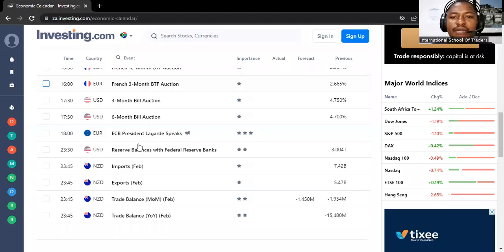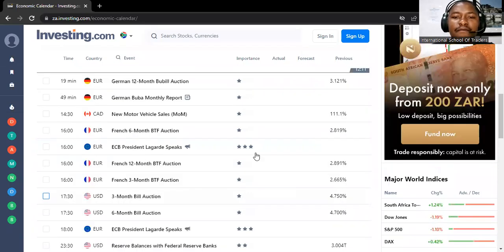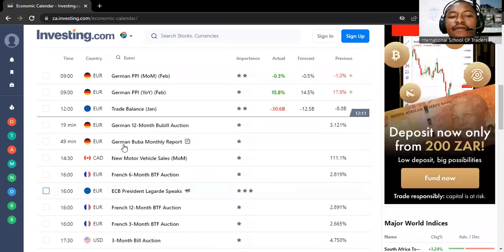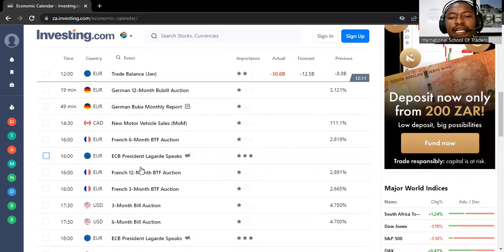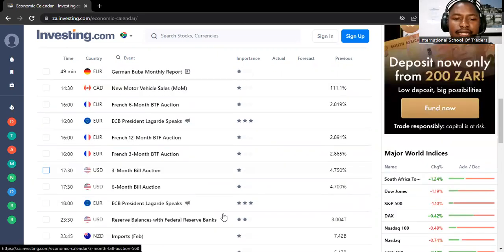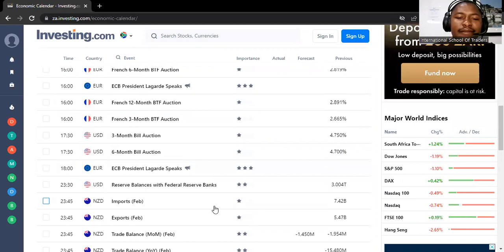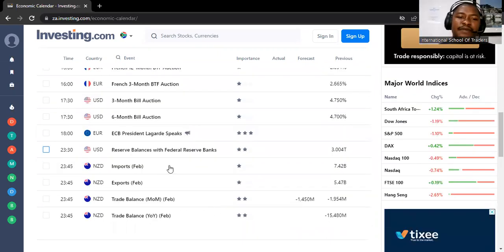Okay, cool. So in terms of the news items, we don't have much in terms of market movers, except for the speech that is going to come from the European Central Bank president, who's going to speak at 4 p.m. South African time. And then we do have another speech coming from the president at 6 o'clock South African time.